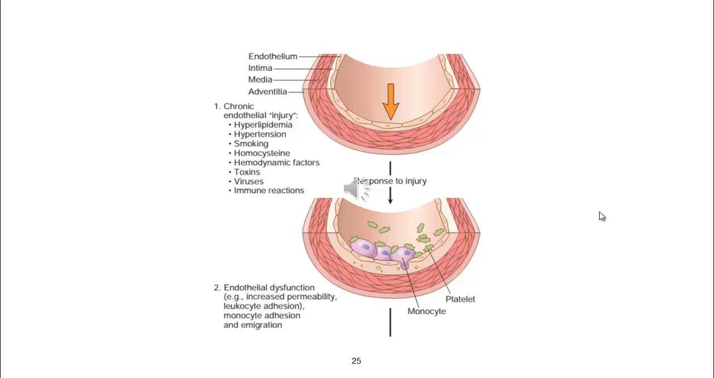So once there is endothelial injury, it leads to endothelial dysfunction. These injured endothelial cells now become a favorite site for the adhesion of monocytes and platelets. Once these monocytes are adhesive to the endothelium, they are going to migrate inside the underlying intima. In the intima, they are going to imbibe the lipoproteins which are circulating in the blood, and these monocytes are going to convert into foam cells.